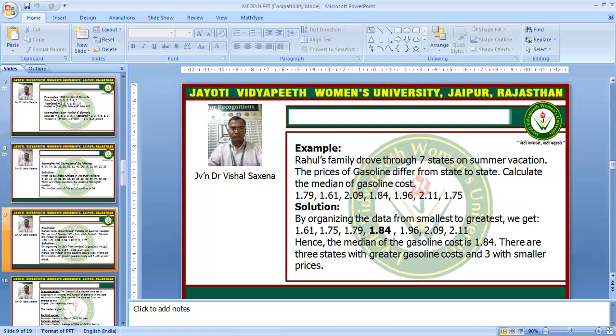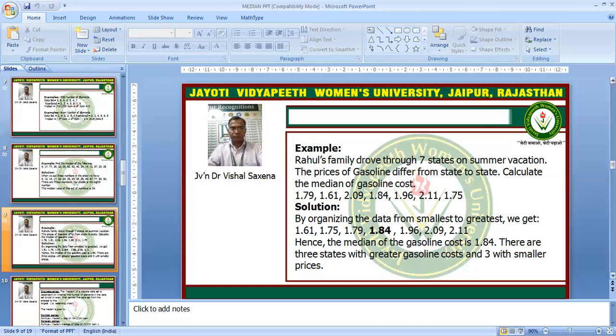Now next example we take. Rahul's family drove through 7 states on a summer vacation. The prices of the gasoline differ from state to state. Calculate the median of gasoline cost. We are given a table for the 7 states with the prices of gasoline: 1.79, 1.61, 2.09, 1.84, 1.96, 2.11, and 1.75, and we have to find the median.